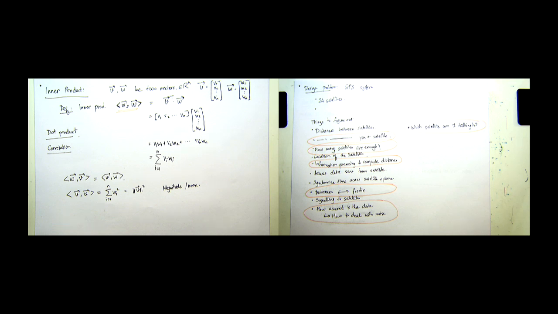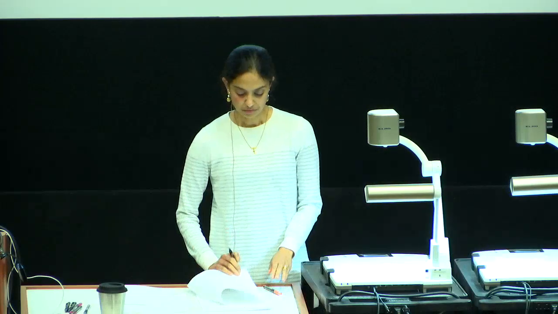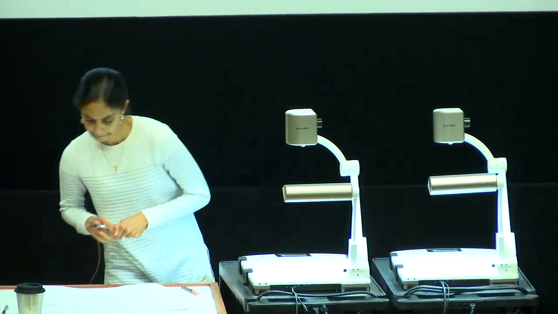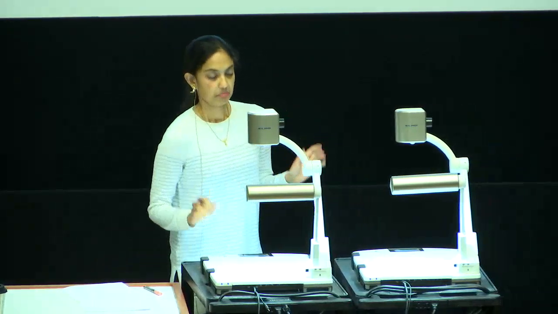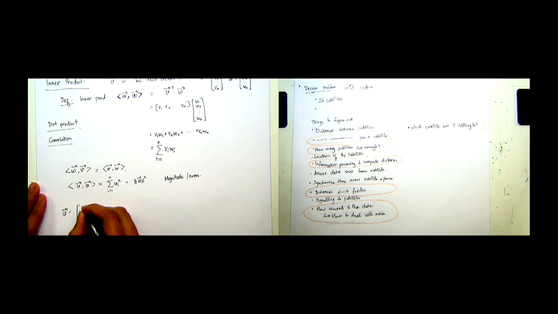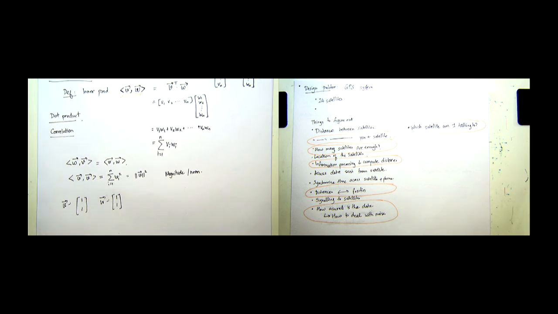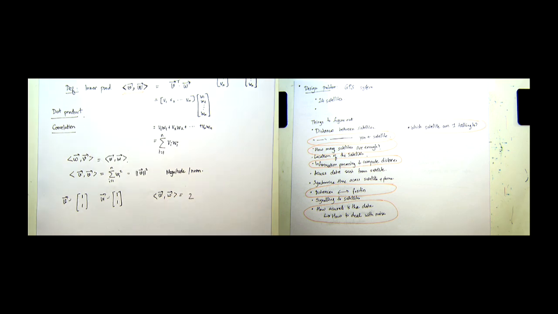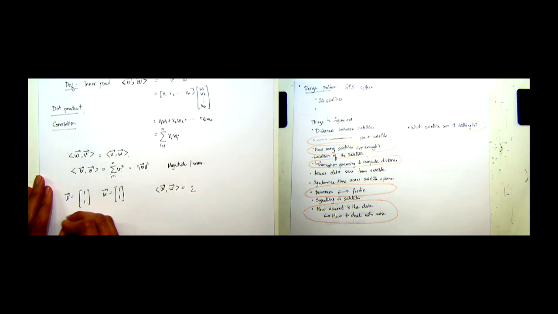Okay, so let's do a very straightforward example, right? Let's say V is equal to 1, 1, and W is equal to 1, 1. What is the inner product of V and W? 2, right? What if V is 1, 1 and W is equal to 1, minus 1?